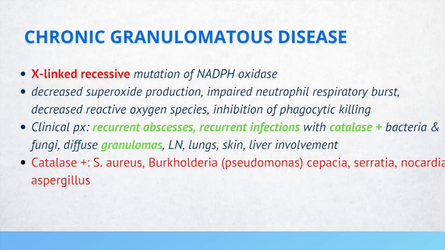So it's ideal to know that catalase-positive bugs include Staph aureus, Serratia, Nocardia, and Aspergillus. This one slide alone includes such high-yield information. Examiners could give you the clinical presentation of CGD and ask you about the inheritance pattern, which is something that they love to test. So it's important that you remember that CGD is X-linked recessive.